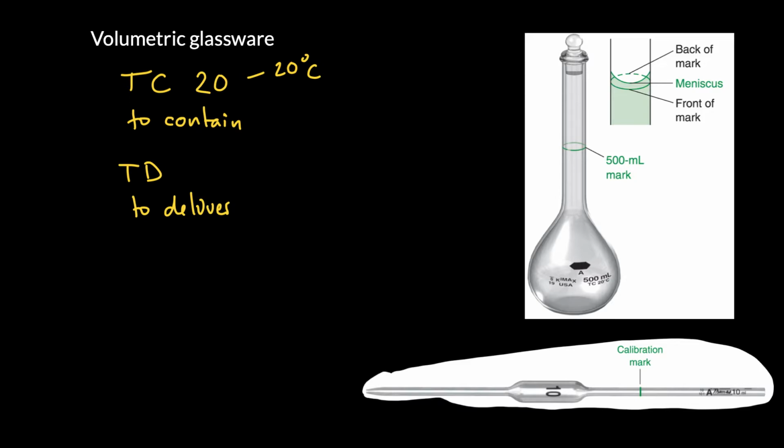So you really need to either do everything at 20 degrees C, or, as we'll see in one of our first labs, we need to know how to correct for the actual temperature of the lab and the calibrated temperature. The TD is typically used for things like pipettes. It's also used for things like cylinders because you are pouring out the liquid, and burettes as well. TC is typically used for volumetric flasks.